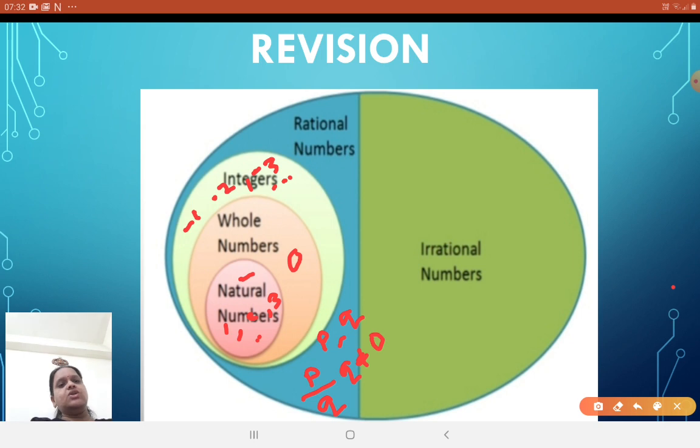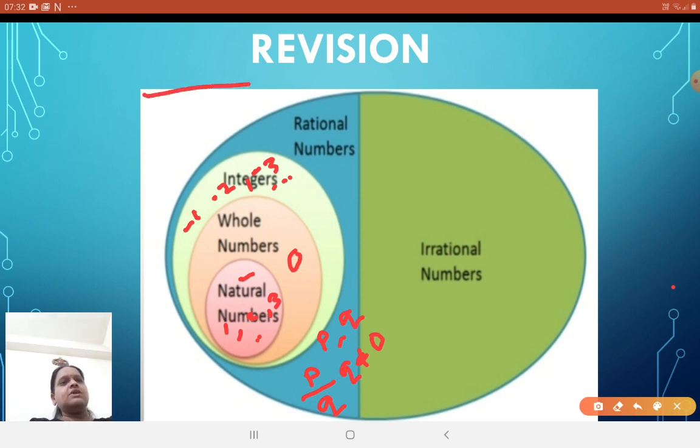So these two conditions you have to remember for the definition of a rational number. Is it correct? Yes. So these are nothing but the types of rational number. Then the next one is irrational. For irrational, as a definition we can say that numbers which are not rational can be called irrational numbers.